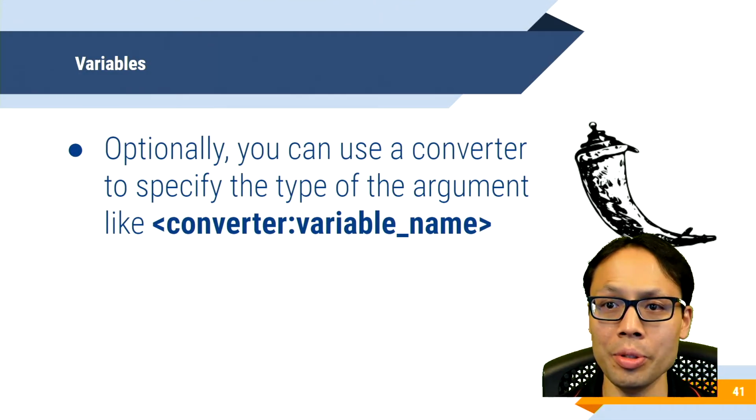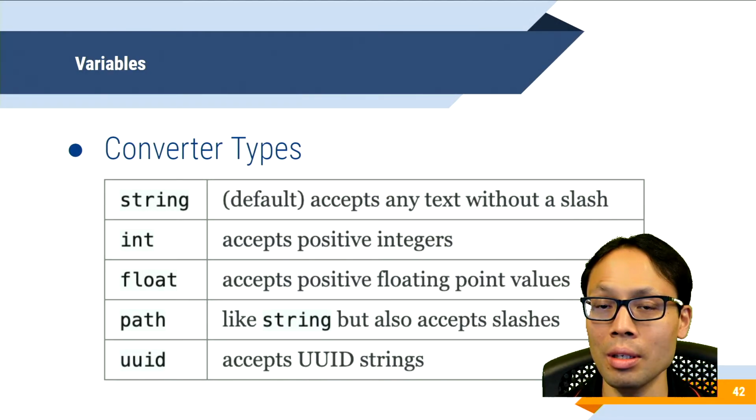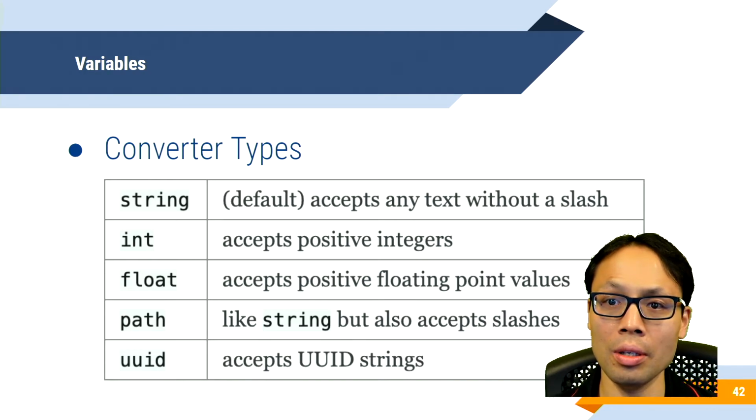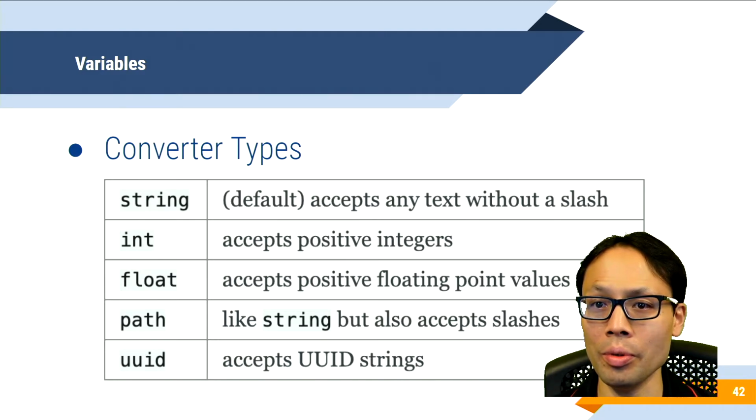So optionally, you can also convert to a specific file type. By default, it's a string. So if you wanted to convert the data type of the value that's coming in, you would use that converter. Some converter types that you could convert to: again, by default, it's a string. You could also turn it into an int or a float. And there are two other options there, but we won't go into those.